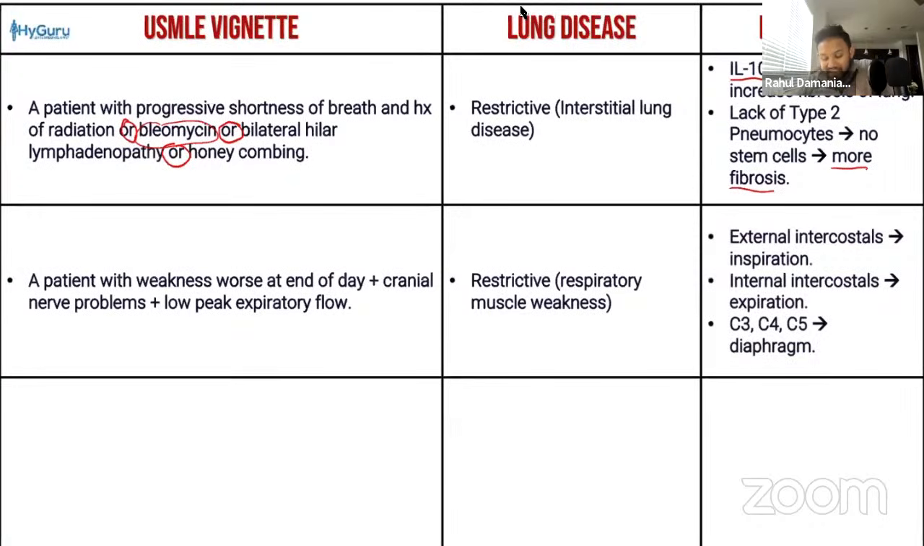Just as an anatomy tie-in, external intercostals help with inspiration, internal intercostals help with expiration. They're opposite, and the USMLE loves to test that. And we know that C3, C4, C5 keeps the diaphragm alive.